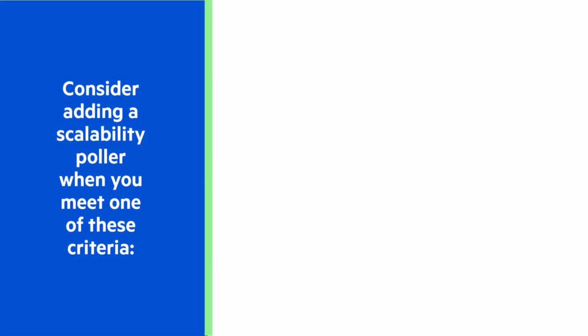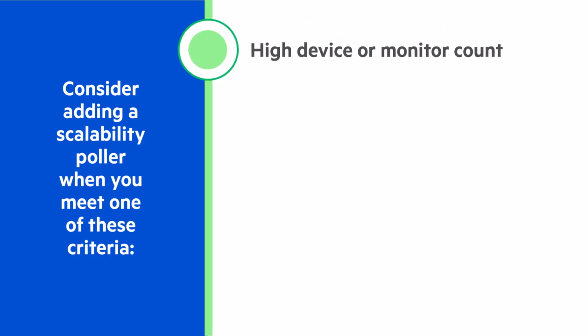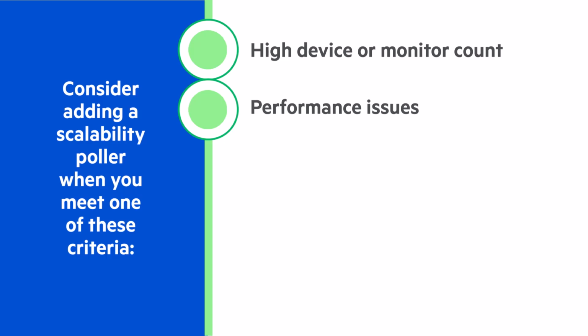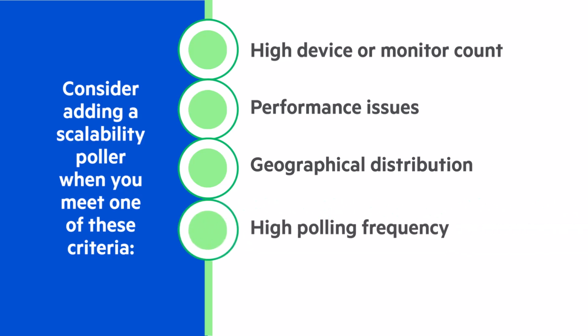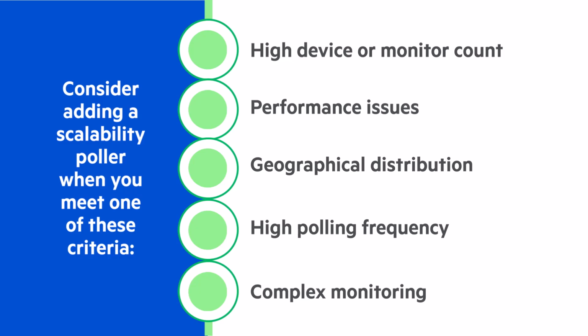Consider adding a scalability poller when you meet one or more of these criteria: a high device or monitor count exceeding the capacity of the local poller, performance issues such as lag, slow response times, or missed polls, a network that is geographically distributed across multiple locations, a high polling frequency required by your organization, or complex monitoring features like performance monitoring, application monitoring, or custom scripts.